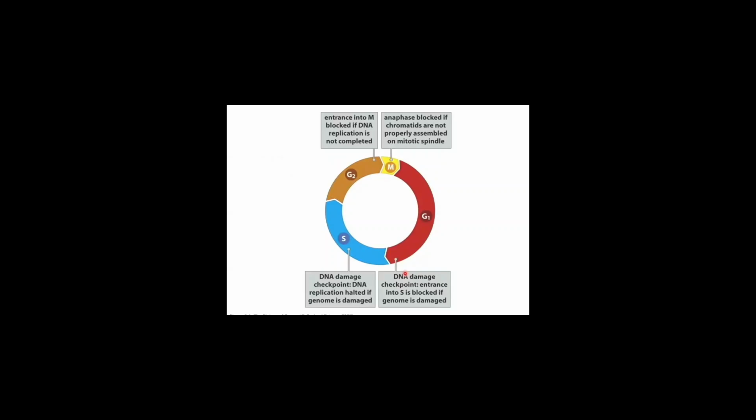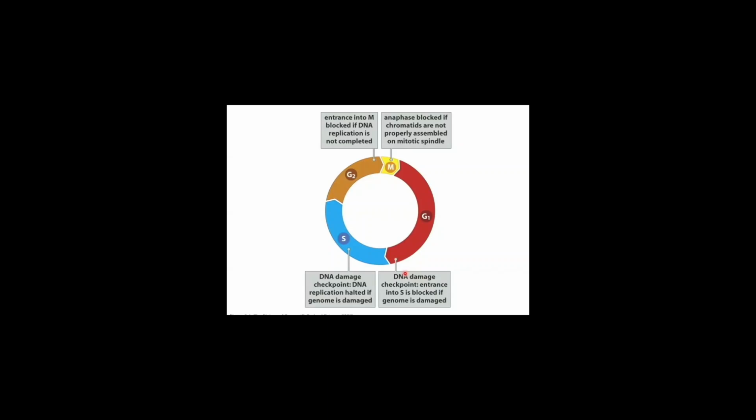Why is there a checkpoint here? If you irradiate or damage the cells during G1 phase, you don't want the cells to go through S phase, synthesizing their DNA if they have damaged DNA. There is a checkpoint in S phase where replication is halted. If the replication machinery is damaged in some ways, you want to protect the genome, you don't want damaged DNA to be going through synthesis phase.